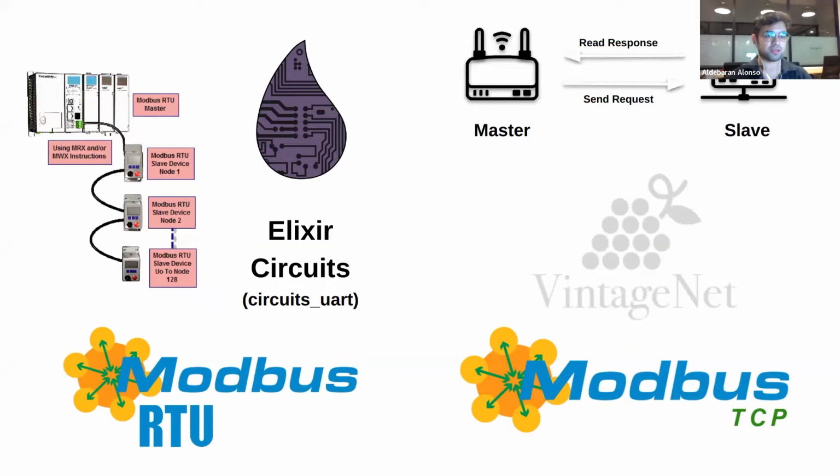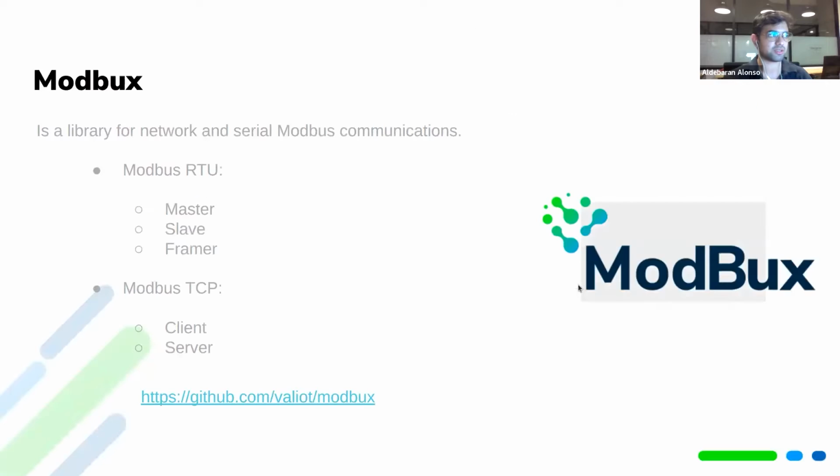So we basically took those libraries together and managed them to create this library, which is open source and everyone can get access to it. We call it Modbux, and this library was designed to handle network and serial Modbus communication, with master and slave behavior. Another important thing is that Circuits.UART exposes a behavior called framer that helps you handle the frames, calculate the CRC, and handle the errors in a proper way, which in other libraries would be a little difficult, managing all the binaries by yourself.